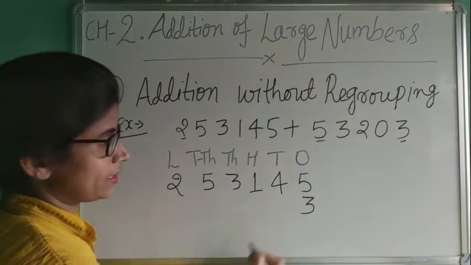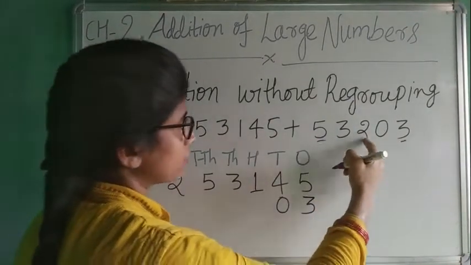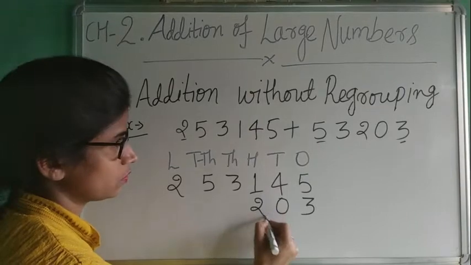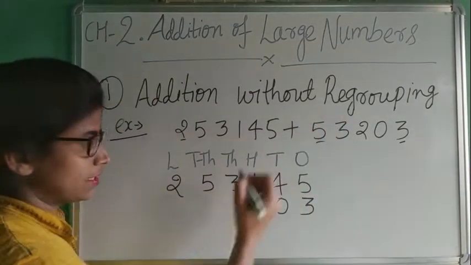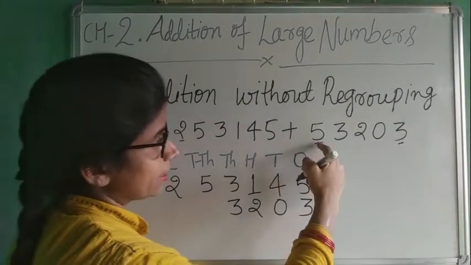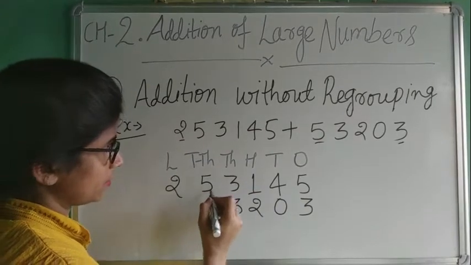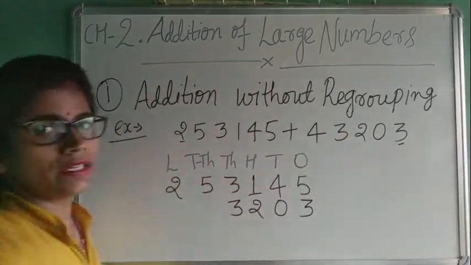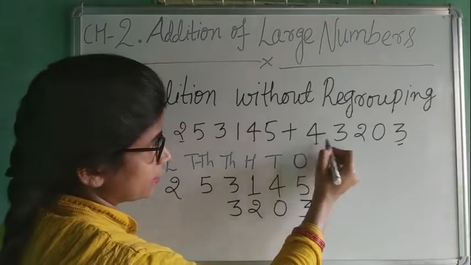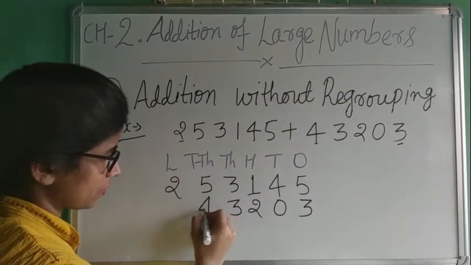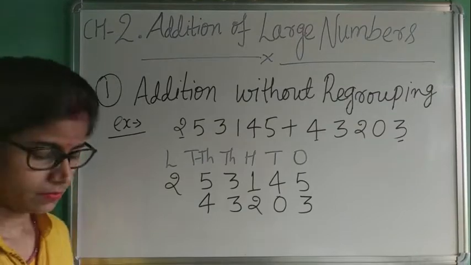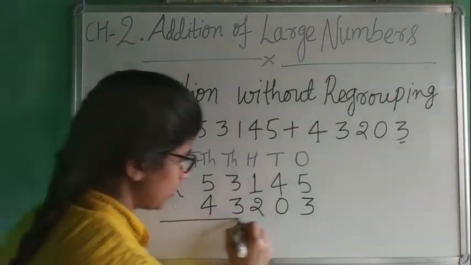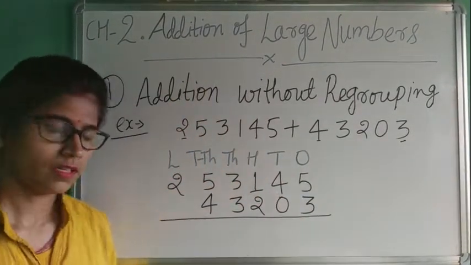At tens place 0. At 100 place 2. At 1000 place 3. At 10,000 place, let's take here 4, because we are doing regrouping. So at 10,000 plus 4. Fine. Now arrangement is done.